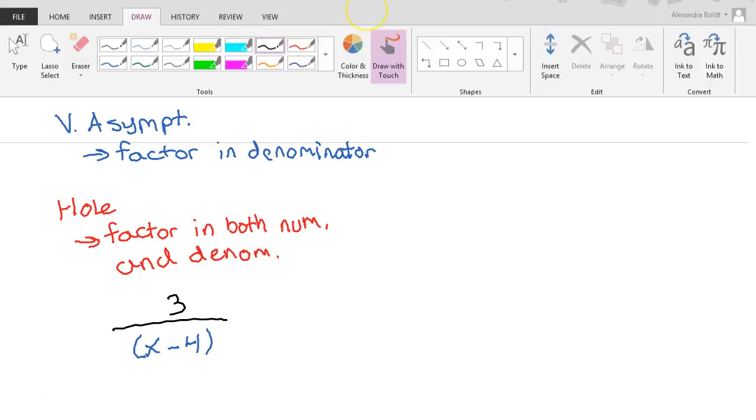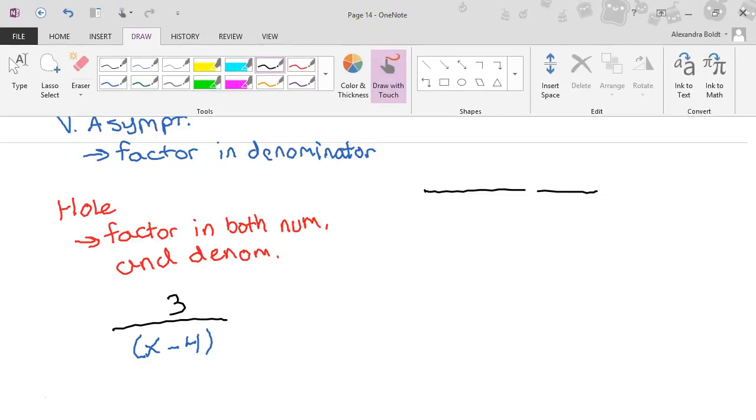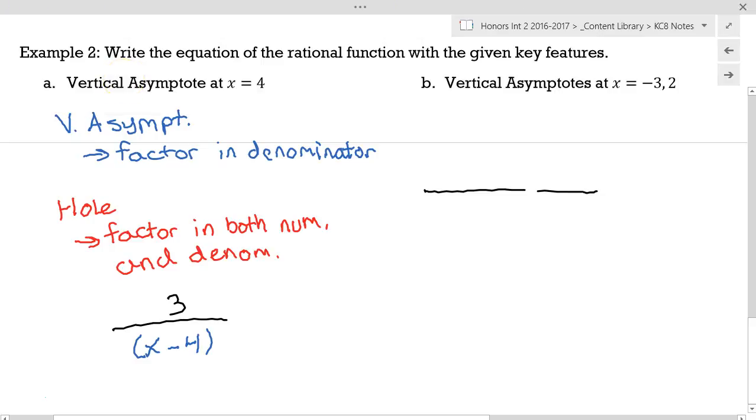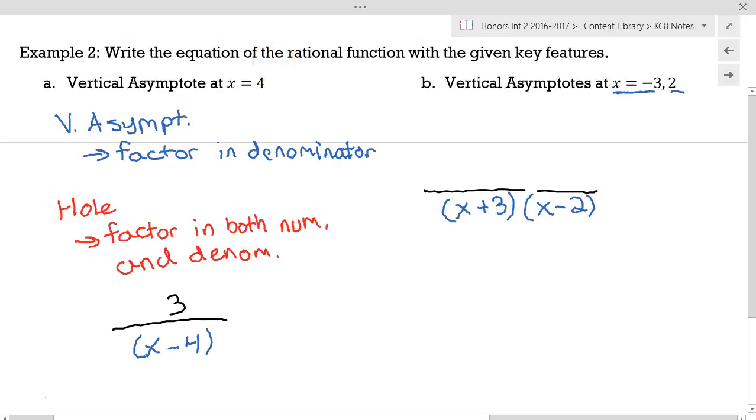Okay. Let's look at our second one. Again, I'm going to draw my fraction bar. So x equals negative 3 is a vertical asymptote that changes to a factor of x plus 3. X equals 2 is a vertical asymptote that changes to a factor of x minus 2. And again, I can put anything I want in my denominator, right? Or sorry, my numerator. Once I have that in, let's say I want to put just x. This is x over x plus 3, x minus 2. That works. We're done.